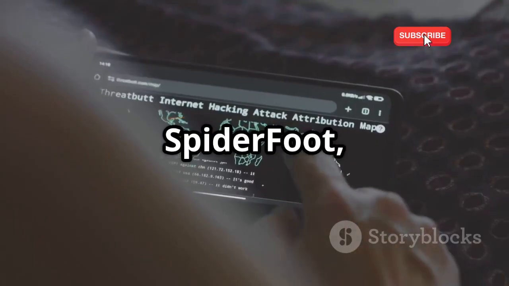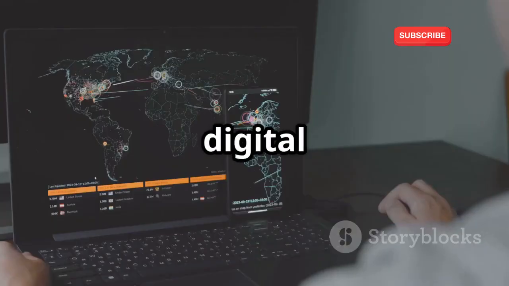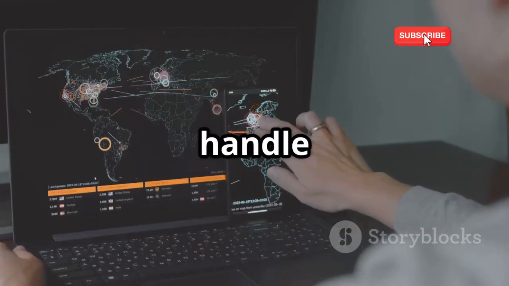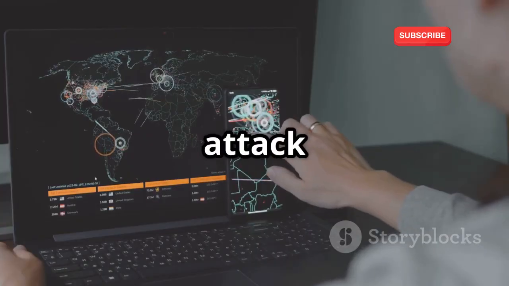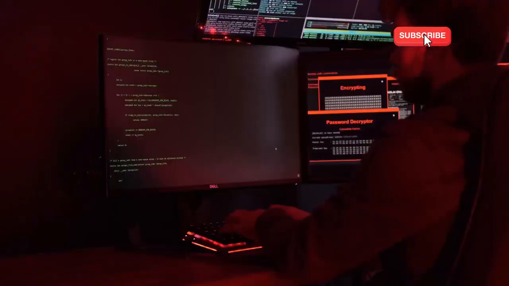You start to see how much information is out there and how easily it can be pieced together. With Spiderfoot, you can investigate phishing campaigns, map out an organization's digital footprint, even get a handle on your own online attack surface. It's like having your own personal OSINT army.